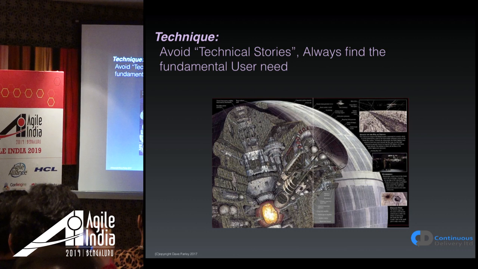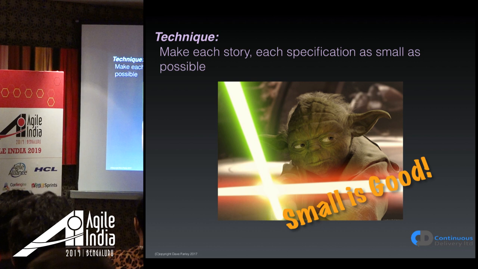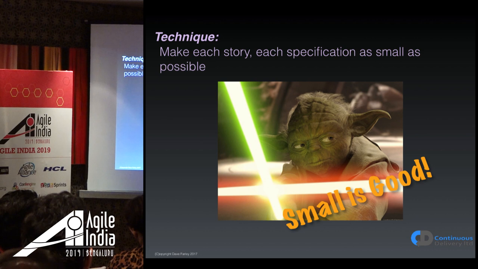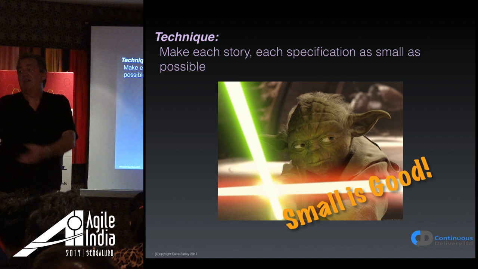Avoid technical stories. Always try to get into the fundamental user need. Make each story, each specification, as small as possible. Break the development process up into many, many small steps rather than fewer large steps. That makes the specification easier, the testing easier, the development easier, the release and deployment easier, and it de-risks the deployment as you're going into production, all of these good things.